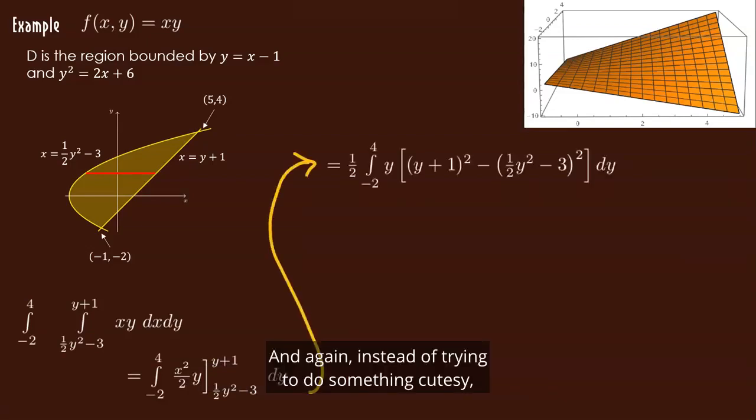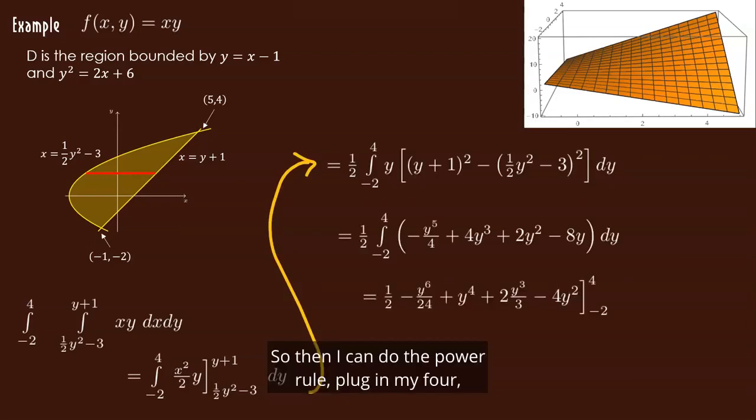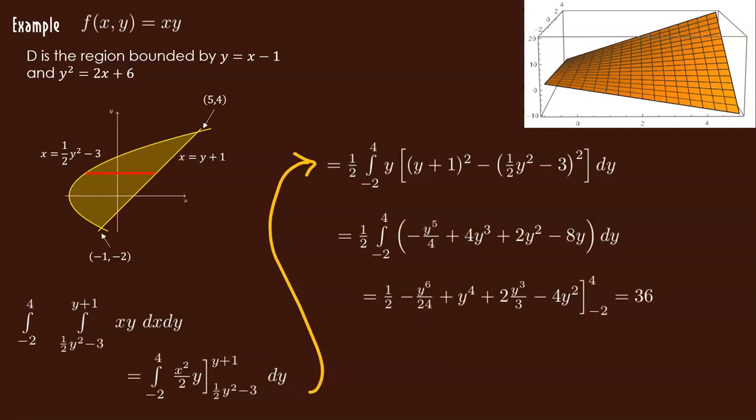And again, instead of trying to do something cutesy, I'm just going to multiply it out. So then I can do the power rule, plug in my 4, then subtract off plugging in the negative 2, and I'll get 36. So what's our takeaway?